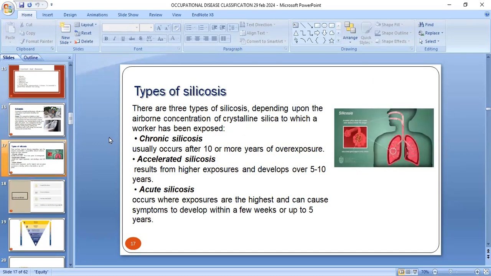The types of silicosis. There are three types of silicosis depending upon the airborne concentration of crystalline silica to which a worker has been exposed. Chronic silicosis usually occurs after 10 or more years of overexposure. Accelerated silicosis results from higher exposure and develops over 5 to 10 years, and acute silicosis occurs where exposure is the highest and can cause symptoms to develop within a few weeks or up to 5 years.